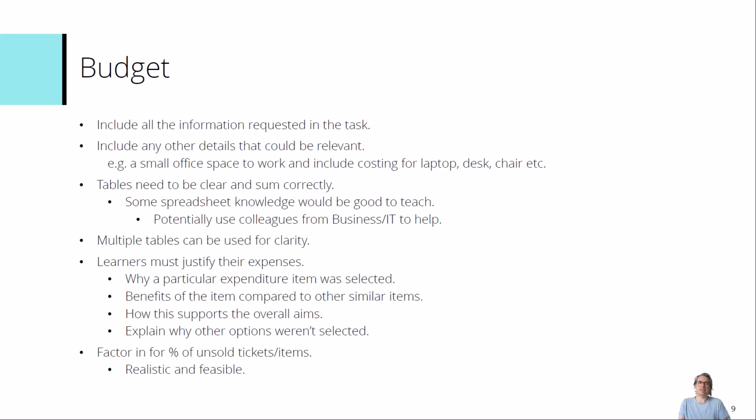To be realistic, learners should consider factoring in a certain percentage of unsold tickets or items, because that is a realistic expectation that a live gig, for example, would not sell out. They need to factor in that they may not sell all of the tickets, and that would show that deeper understanding in there in terms of the budget and considering the income and expenditure.